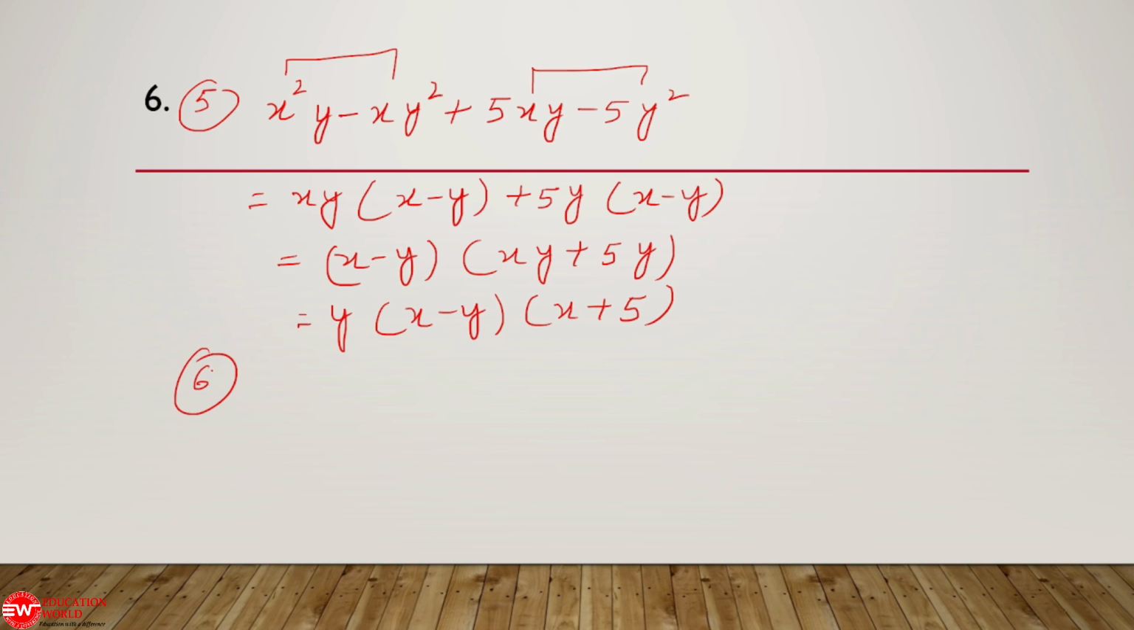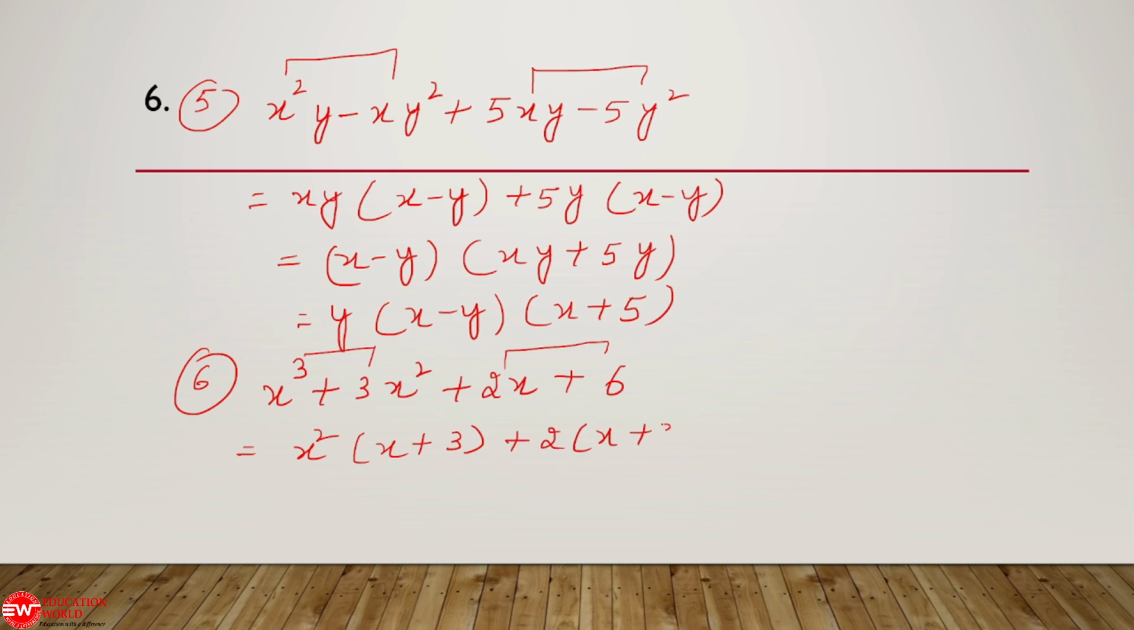So come to question number 6. It is x cube plus 3x square plus 2x plus 6. So it is x square, grouping these two and these two. x plus 3 and x plus 3. So this will be x plus 3 times x square plus 2.